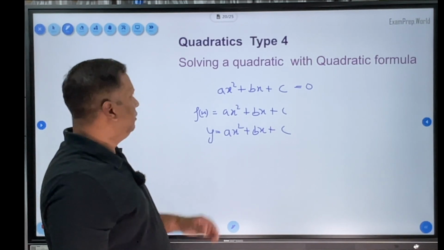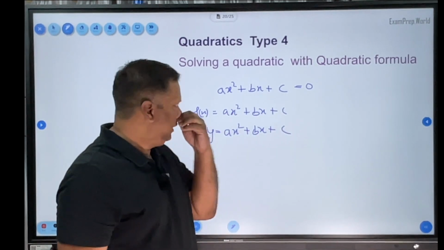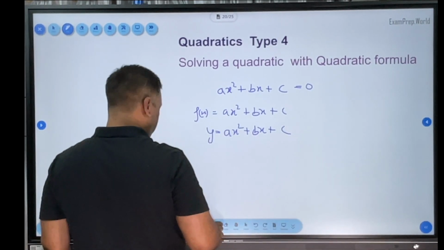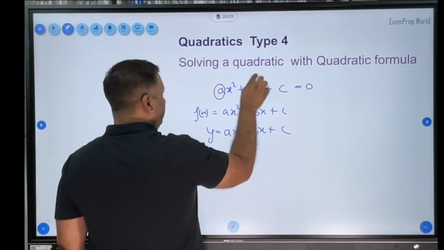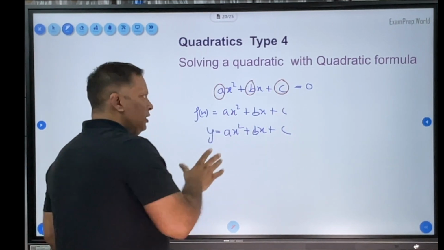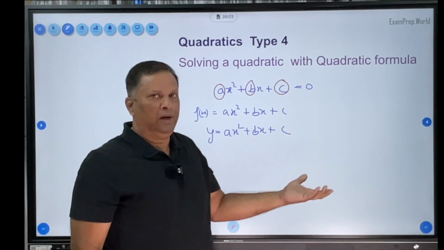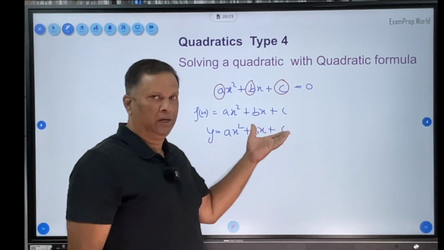Okay. Now, if you have to solve a quadratic using the quadratic formula, we should know what the formula is. So here your focus has to be on a, b and c. Okay. A, b, c, right? If you are able to recognize what a, b and c are correctly and you input the values in the formula, you get the values of x, which are the x-intercepts of this quadratic.